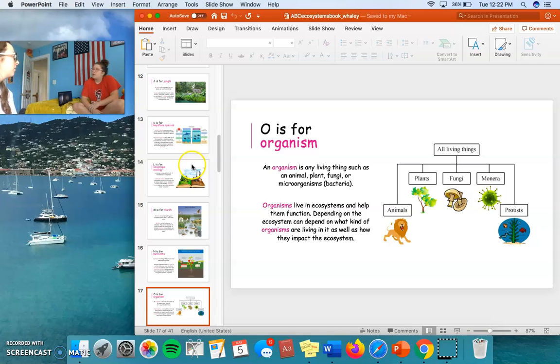A fish. A fish? Where would a fish live? What kind of ecosystem would they live in? A marsh. A marsh, maybe? An ocean. An ocean? Great.